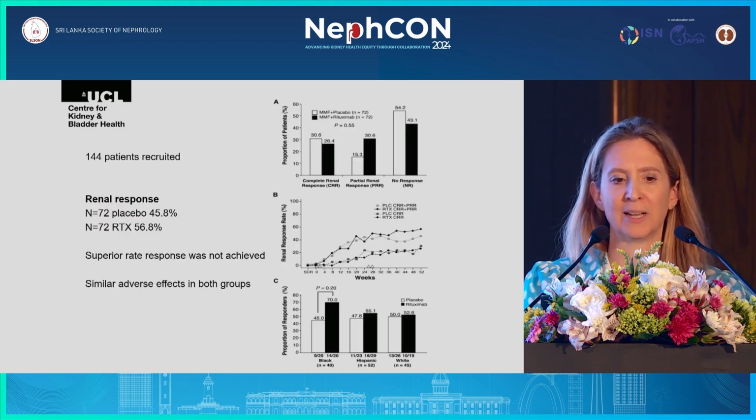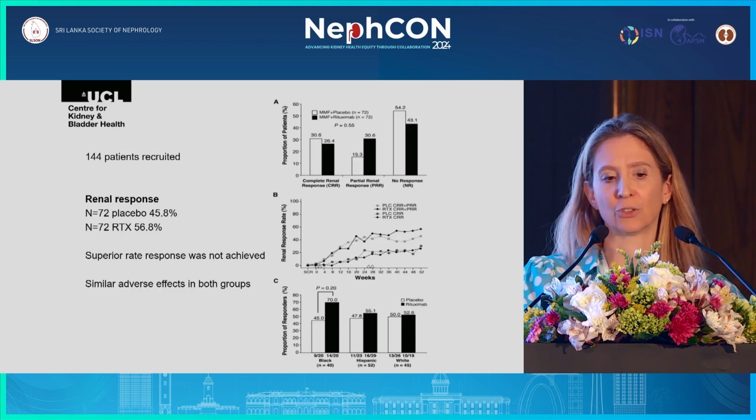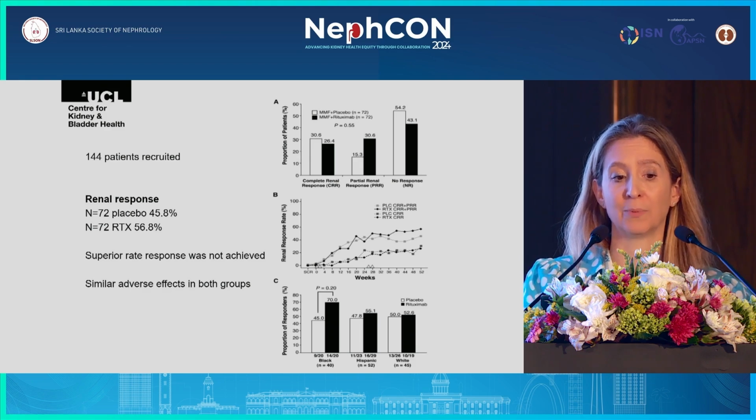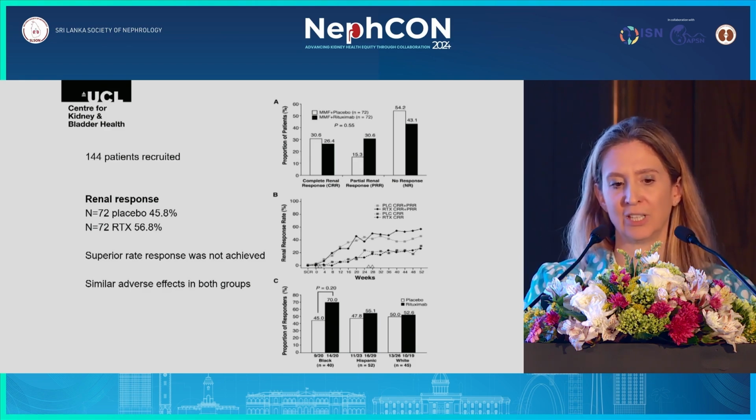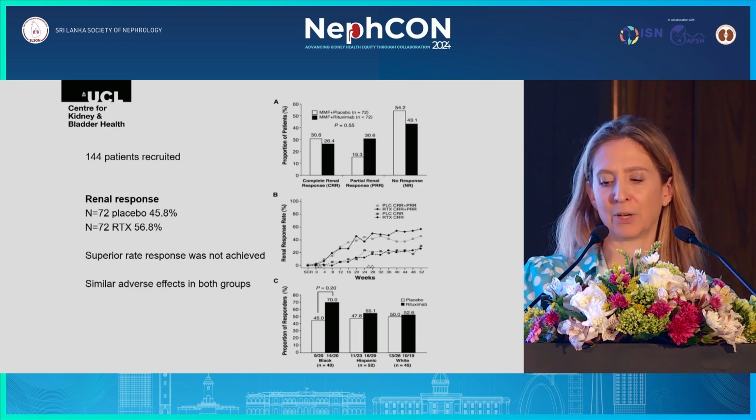144 patients were recruited, and ultimately this trial did not demonstrate a difference between the rituximab and the placebo group. Therefore, superiority was not achieved. There were similar adverse effects in both groups.